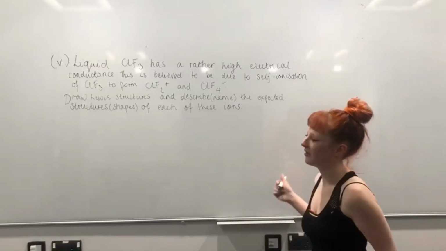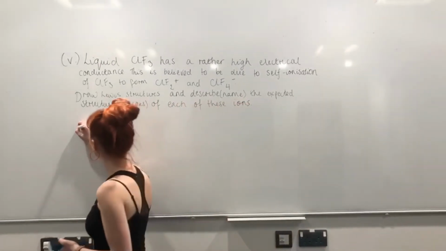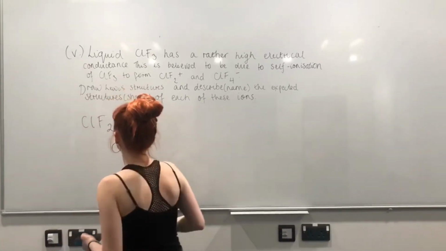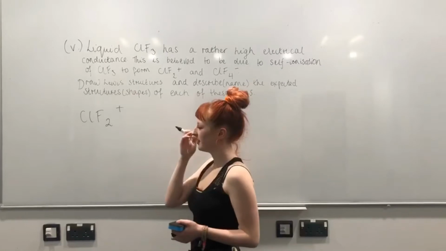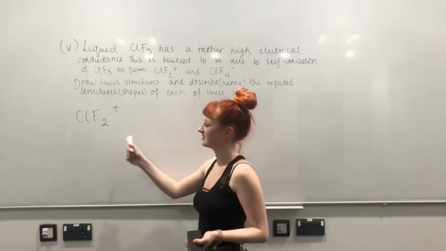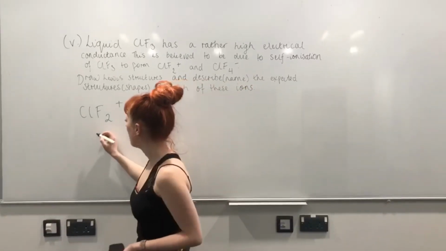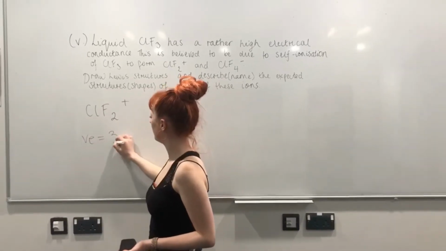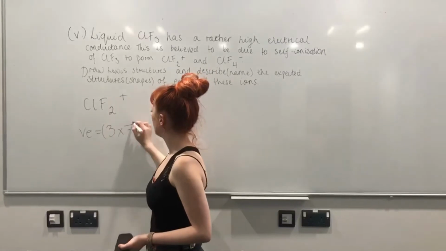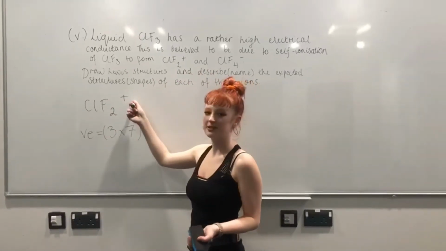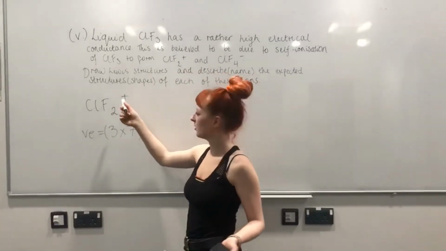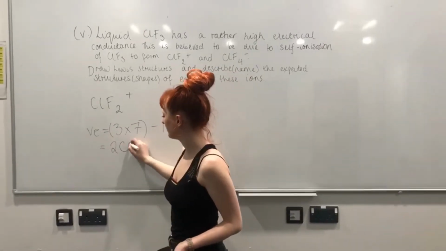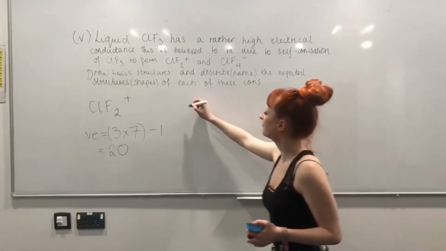So start off with ClF2+. And to draw the Lewis structure, first need to work out the amount of valence electrons that should be present in the molecule. And so they're halogens, so it's 3 times 7 electrons. But then you minus 1 because it's a cation with a charge of +1. So total amount of valence electrons equals 20.